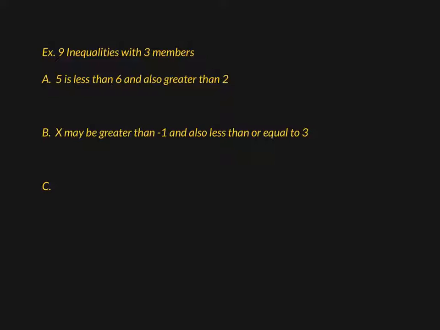Alright, this next example is just writing inequalities with 3 members. So example A, we have 5 is less than 6 and also greater than 2. So start with your 5, less than 6, but we also know that 5 is greater than, so notice how it opens up to the bigger one, so it's greater than 2. You always want to write it with the smaller number first.